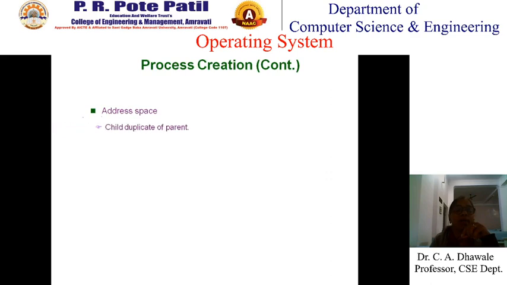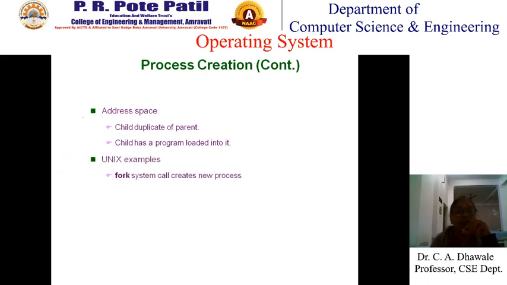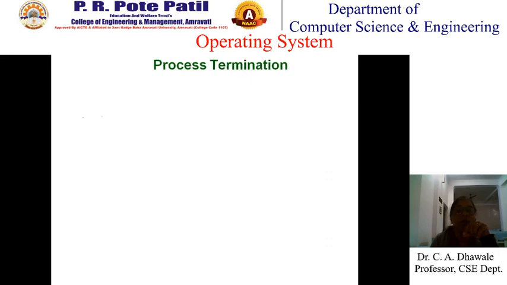Now, address space. Sometimes a duplicate copy of the parent's address space is made, and that duplicate copy is given to the child process, and the child has a program loaded into it. In Unix, a fork system call is used to create a new process. The exec system call is used after a fork to replace the process memory space with a new program. So exec is for execution and fork is for creating the new process.